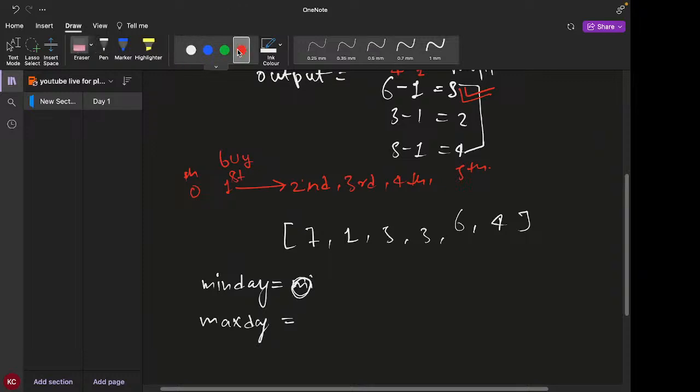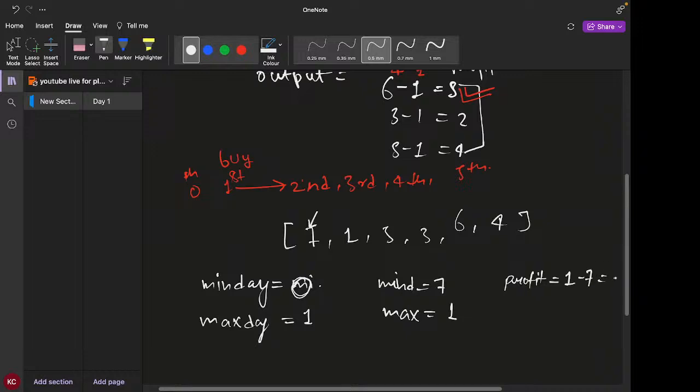Should be first day. Yeah, if I initialize this, then if I buy here at 7 rupees, min day is equal to 7, and max day I don't know, it is 1. Then what is the profit? Profit should be 1 minus 7, that is negative, so I can't take it. Minus 6. So let me prepare a chart for this.